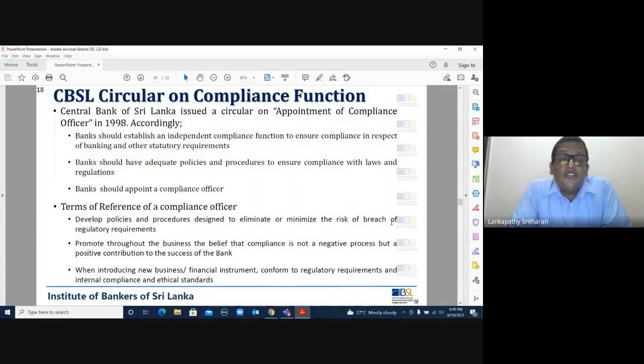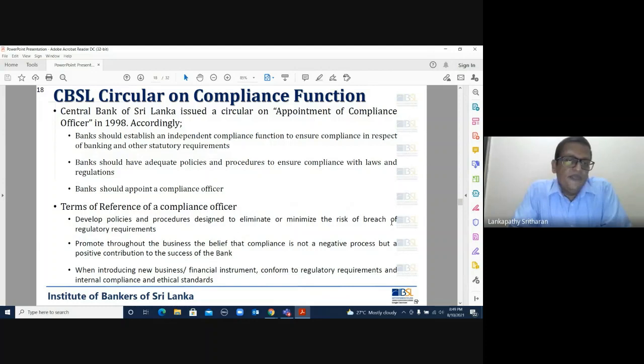So based on these 1998 directions, the bank supervision department of the central bank required that every bank should establish an independent compliance function. That is the first thing. And the bank should have the policies and procedures to ensure compliance with the laws and regulations.